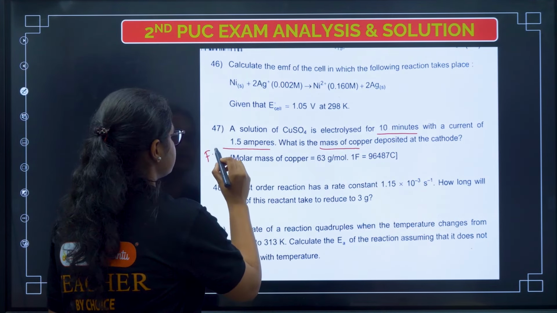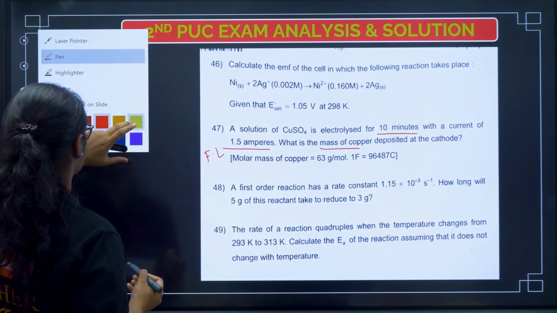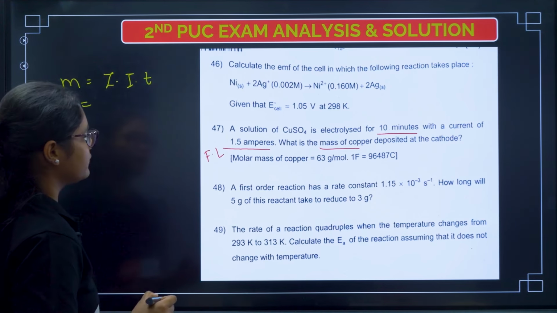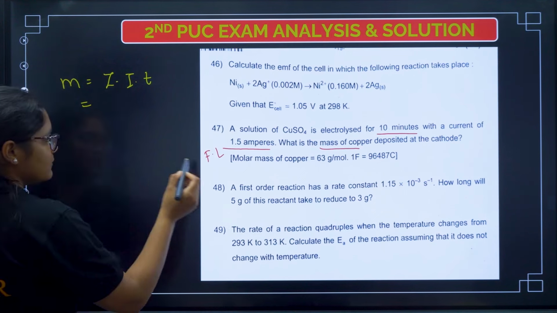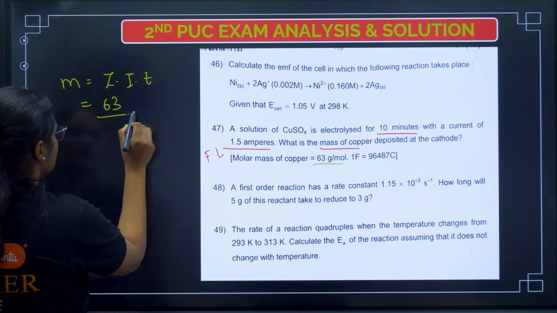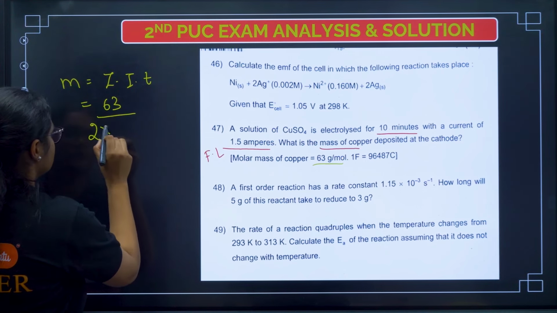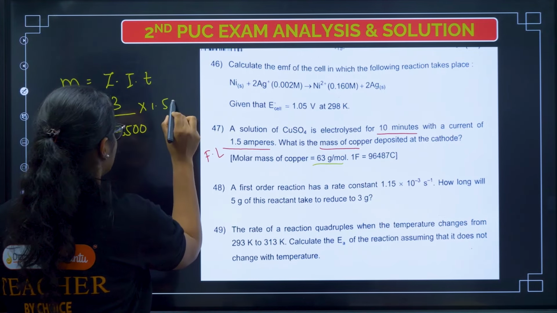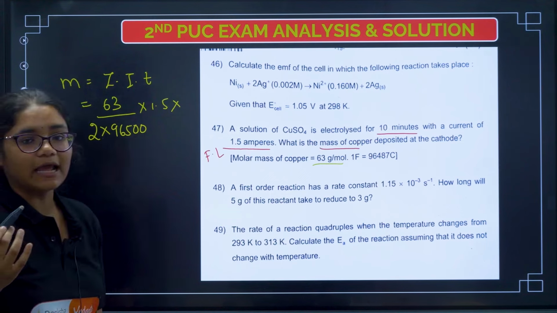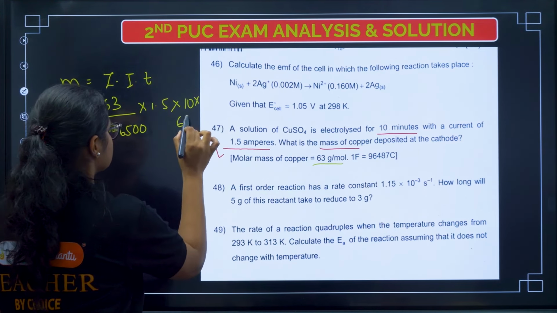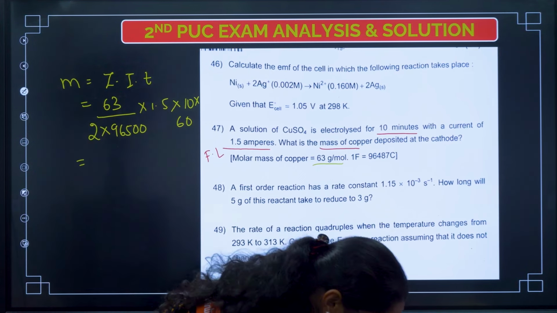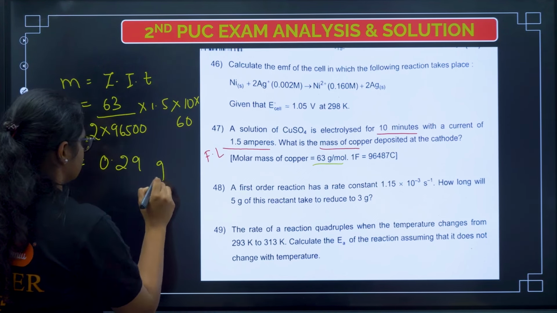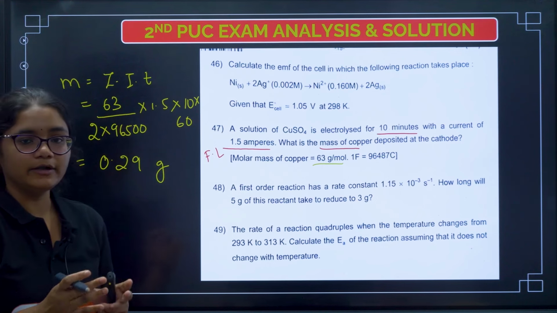This question has come from Faraday's law. And what is the formula for Faraday's law? We have M is equal to Z into I into T. So let us first calculate the values. Z will be molar mass, which is given as 63 divided by N. For copper the N factor will be 2, into 96500, into I value, 1.5 ampere, and the time is 10 minutes, which should be in seconds, so 10 into 60. If you solve this, you will get a value of 0.29 grams. So the mass of copper deposited will be 0.29 grams.